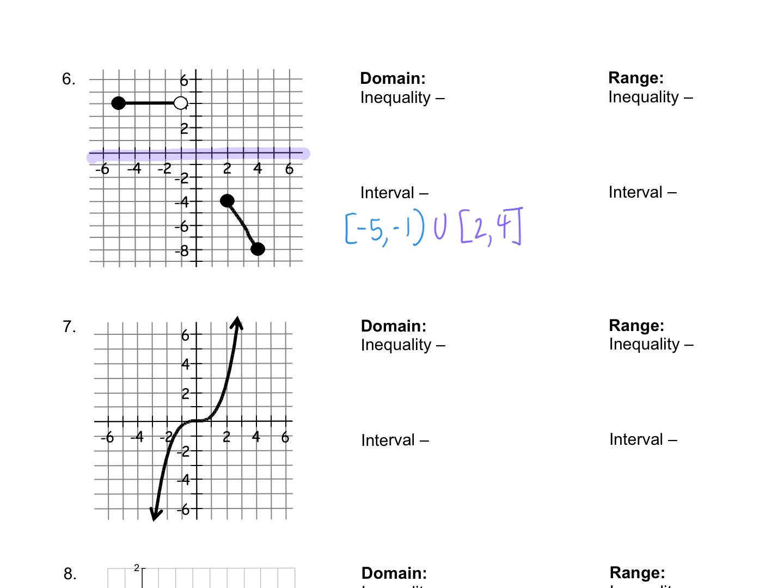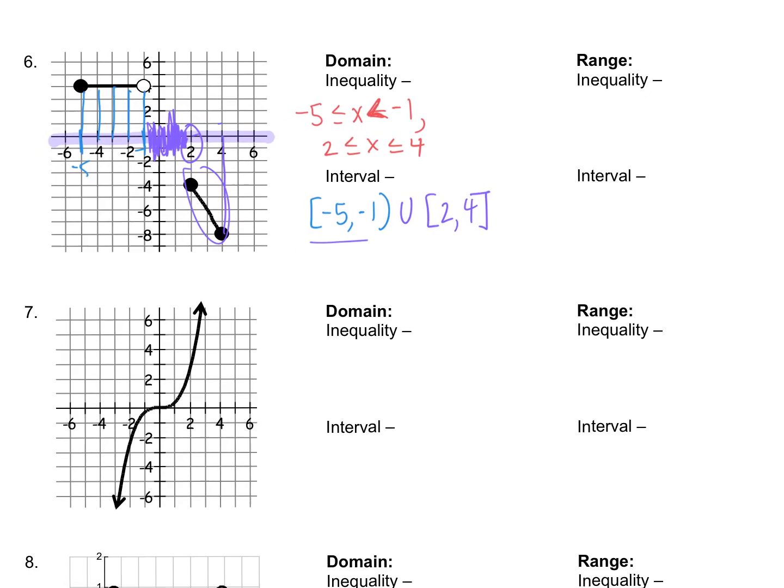Okay, write the inequality. Two numbers: -5 is less than or equal to x, which is less than, oops, I'm sorry, it's not less than or equal to, it's just less than -1, comma, and then we have 2, which is less than or equal to, because it's a bracket, x, which is less than or equal to 4. Now, just again, remember these domains mean what x values do I get to use to plug into an equation or function to get a y value out.